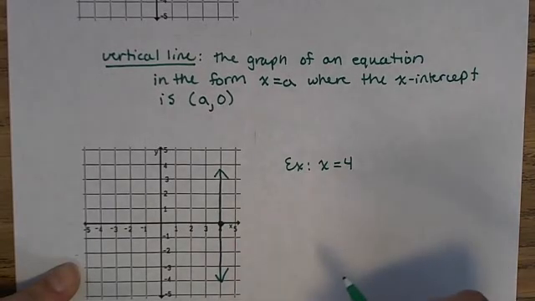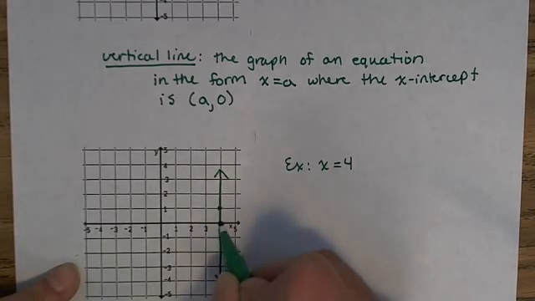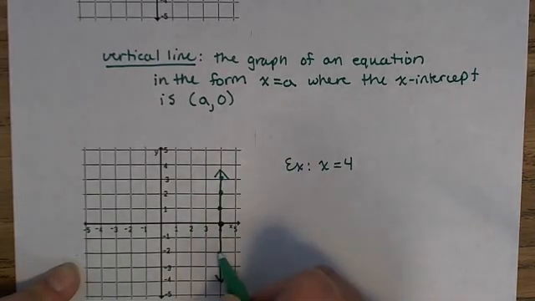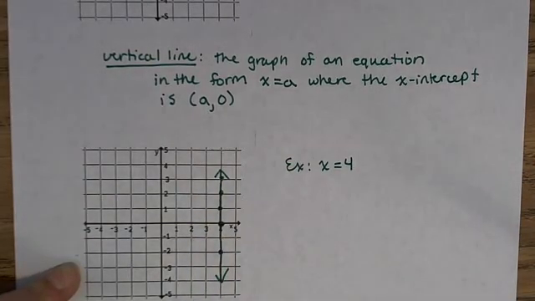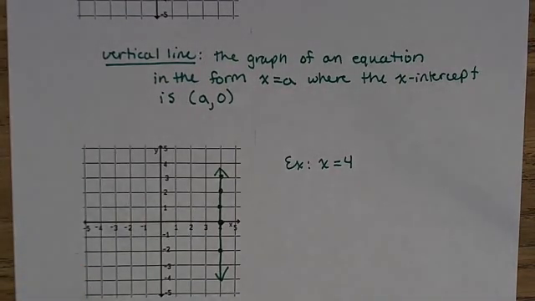And again, similar to the horizontal lines we looked at, if I look at any point on here, notice that the x-coordinate is always 4. So this is 4, 1, 4, 2, 4, 3, 4, negative 2. The x-coordinate is what stays the same in every single point that we look at.